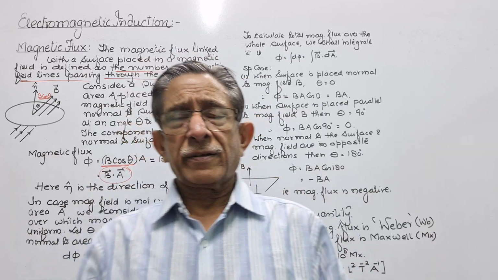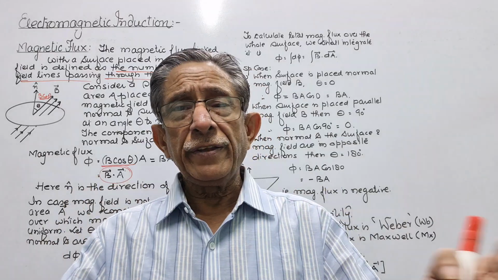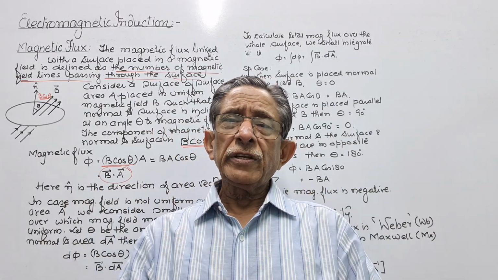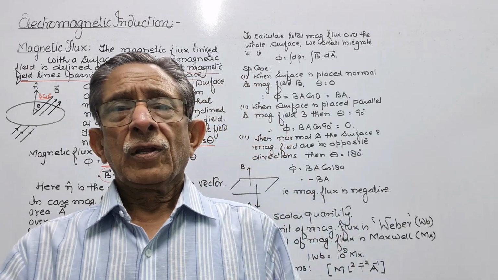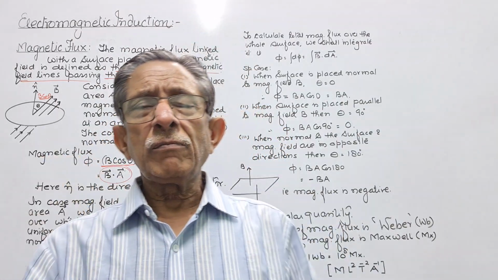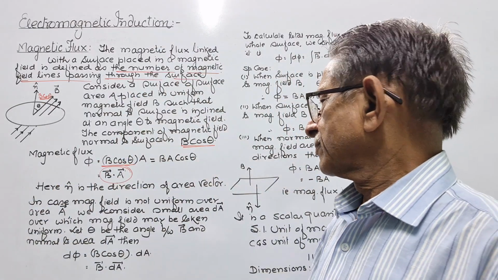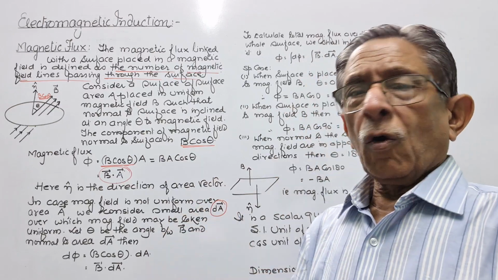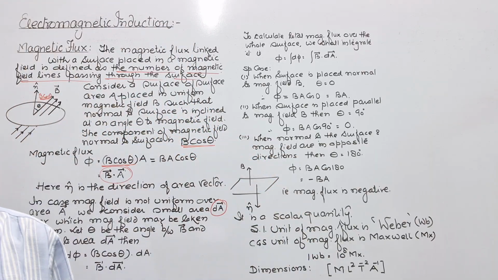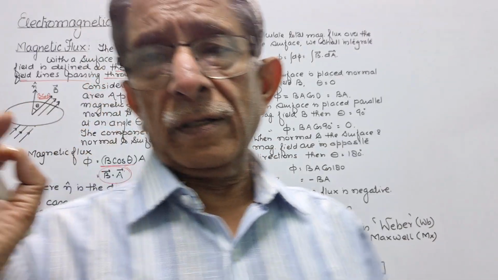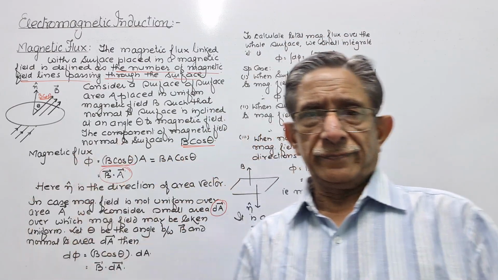Now the question is that magnetic field may not be uniform in every case. It is not necessary that magnetic field is uniform. In case magnetic field is not uniform, we consider a small area dA over which the magnetic field may be considered uniform.